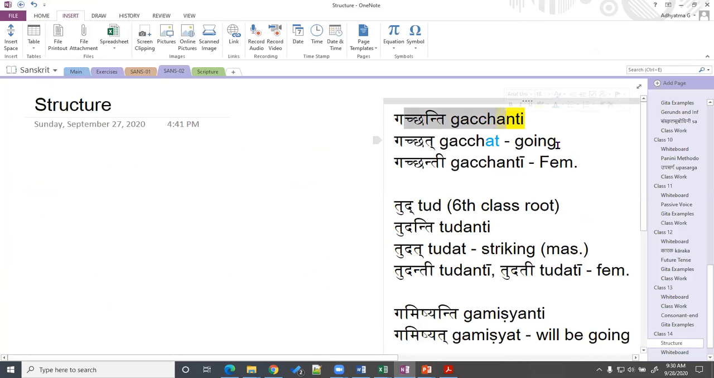If you go originally by Panini, it will start from the root gam and you will add the suffix called at and come up with this form. You will not derive it from gacchanti. But since we are not studying Panini's rules in the original, this is more like a shortcut that you can use to make a participle. But that's not how the concept is. The concept is you start with the root, put the suffix and come up with this form.